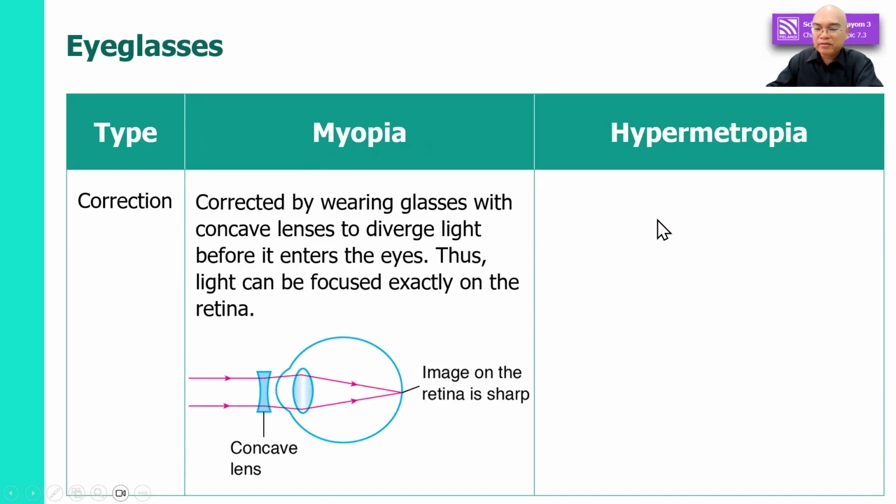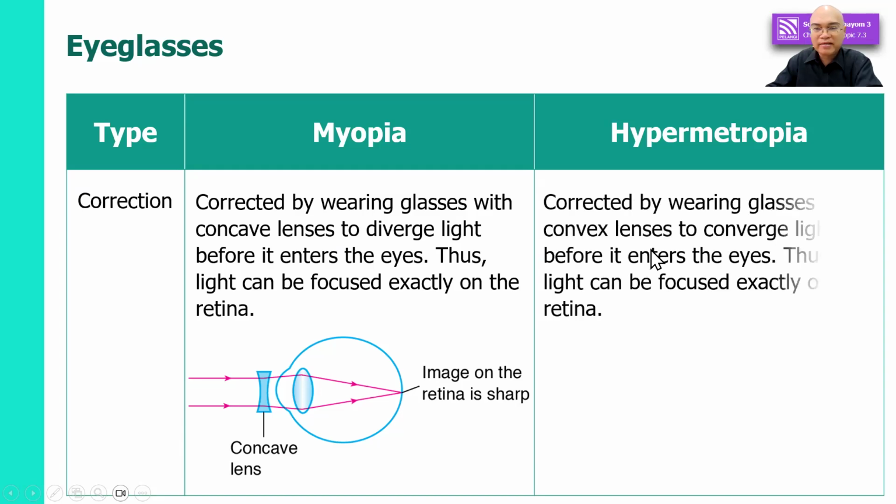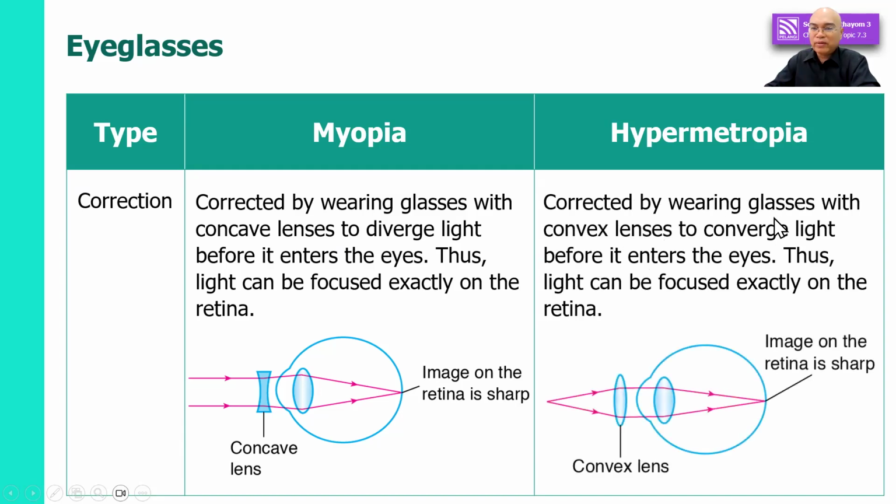For hypermetropia, how to correct their eyes? Corrected by wearing glasses with convex lenses to converge light before it enters the eyes. Look at that, it should be focusing right here. You see, compare between the myopia and hypermetropia. This is converging, this is a diverging image. So thus light can be focused exactly on the retina.